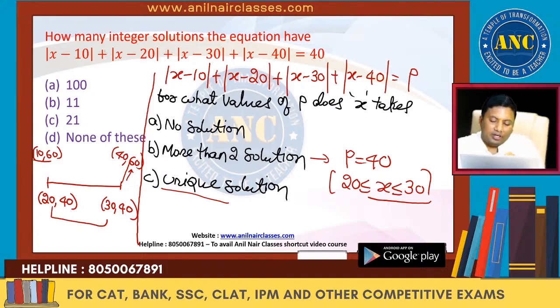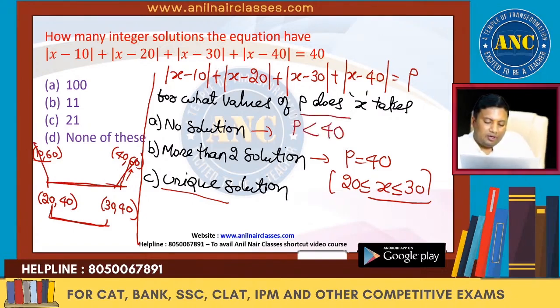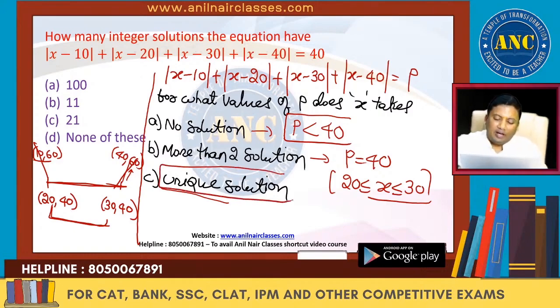No solution means minimum it is 40. If it is 40 and 40, the graph is like this. Minimum it is 40, so any value less than 40 is not possible. Unique solution: for what value of p will it have a unique solution? Unique solution is not possible. Multiple values will be possible.